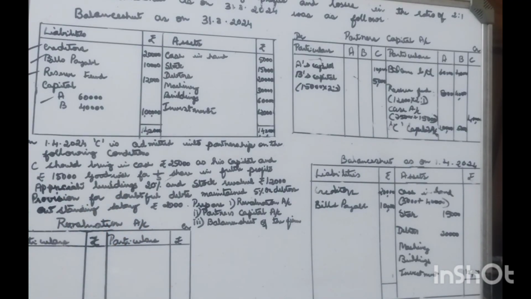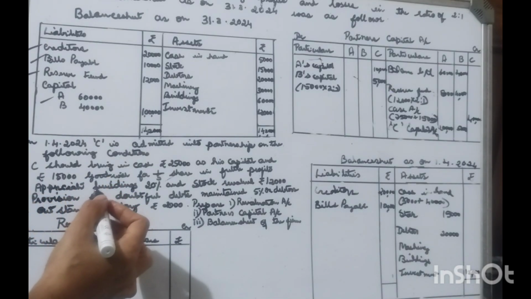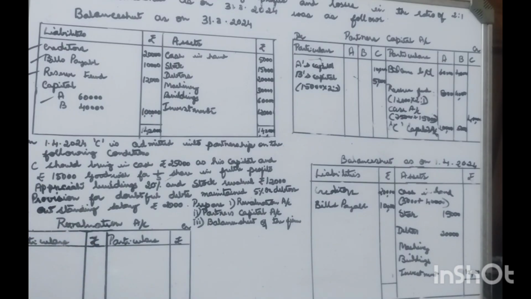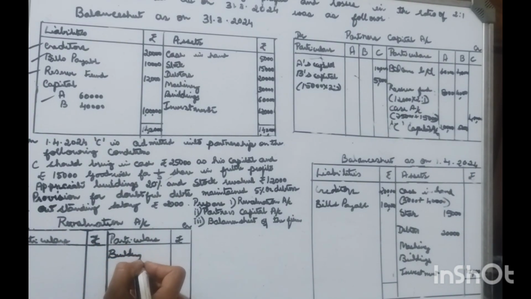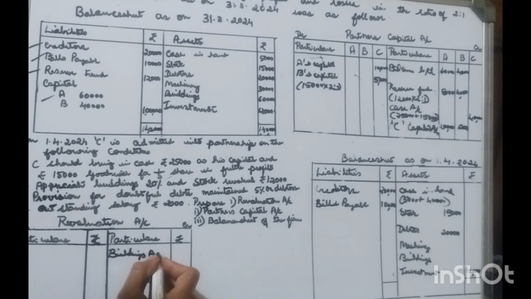Next, we need to make the revaluation of assets and liabilities. The value of assets and liabilities that has been increased or decreased has to be revealed through this revaluation account, and profit or loss on revaluation has to be transferred to partners capital account. So appreciation of building, the value of building that has been increased, so increase in the value of building has to be credited. So buildings account.